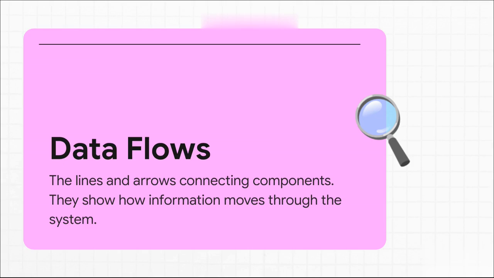And rounding out our big three, we've got data flows. These are all the lines and arrows that connect the components together. So if components are the nouns, then you can probably guess data flows are the verbs. They show the action. They show how information moves from a user to a server to a database and all the way back again. The arrows are what tell the story.